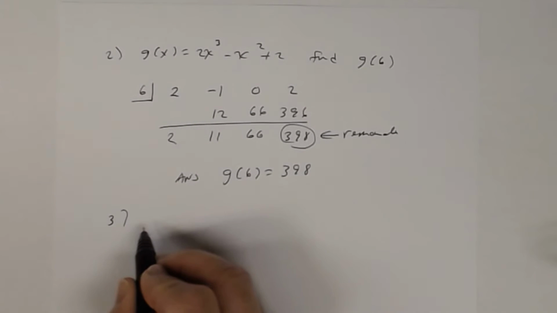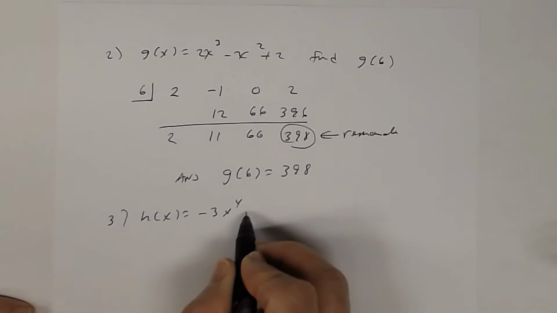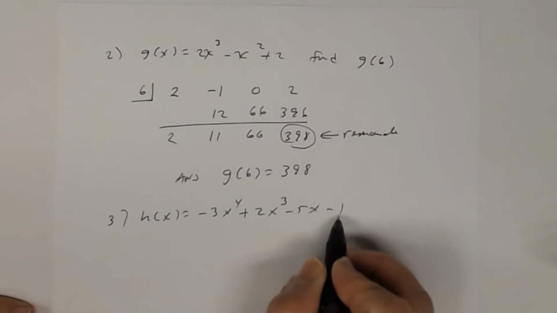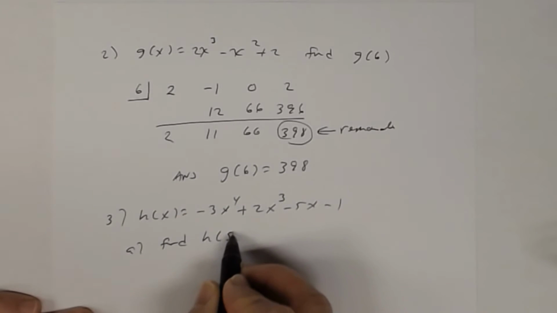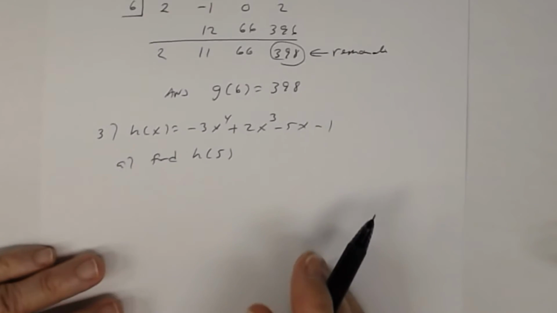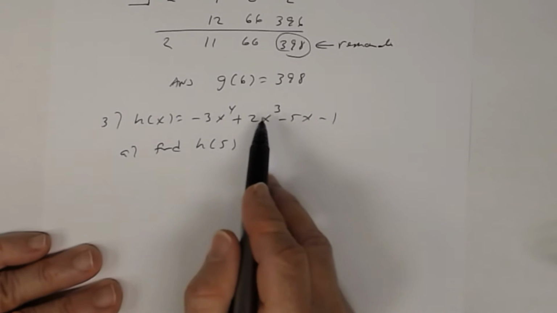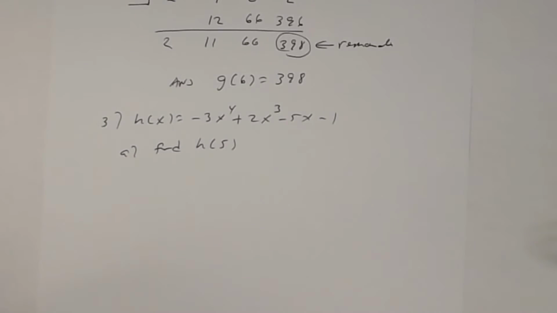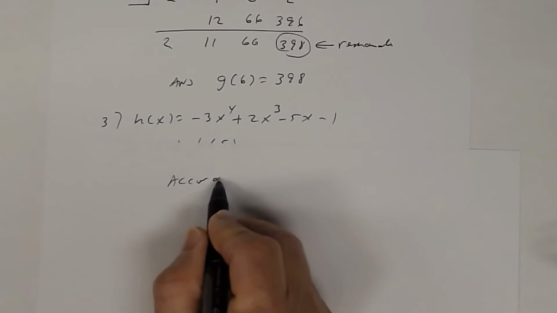All right, number 3, you have h of x is equal to negative 3x to the 4th plus 2x cubed minus 5x minus 1. And in part a, you want to find h of 5. So according to the remainder theorem, the value of h of 5 is the same as taking this polynomial and dividing it by x minus 5. That's what that says.